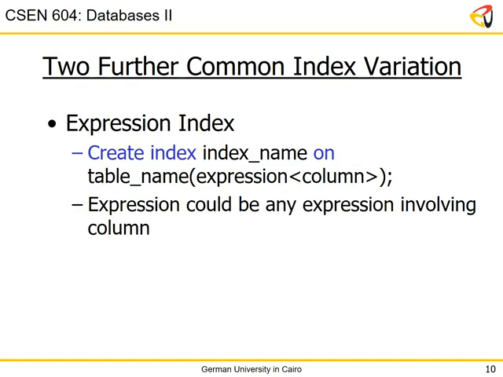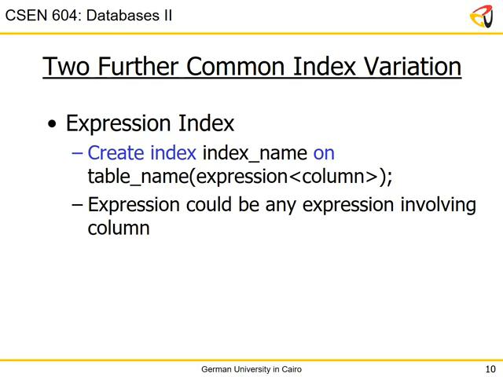So that's one type of variation, or a different way to create indices. Let's look at another type. This is called expression index. This is the second variation of indices. By the way, these are not new data structures. These are not new indices. It's just a different way to work with indices, if you'd like.